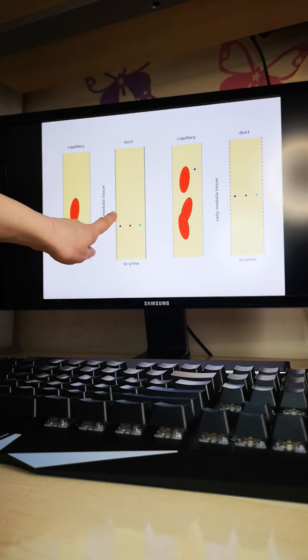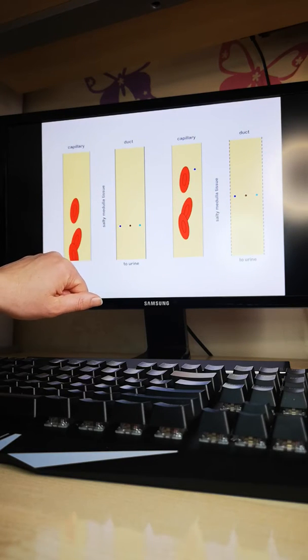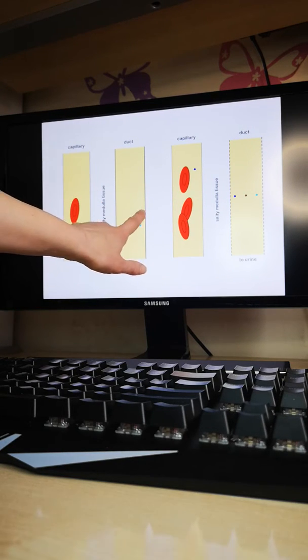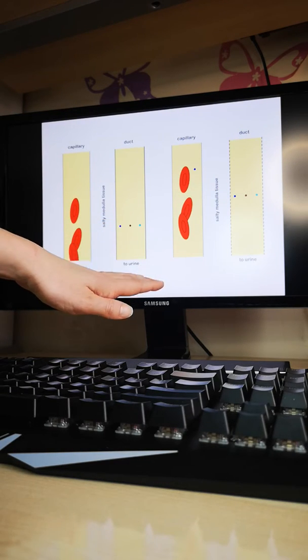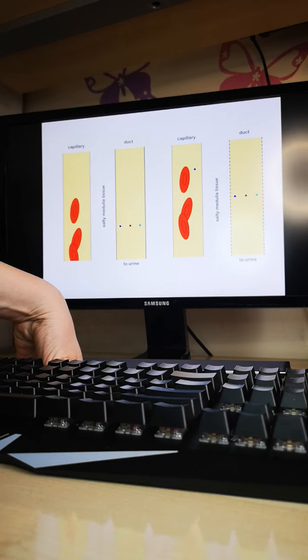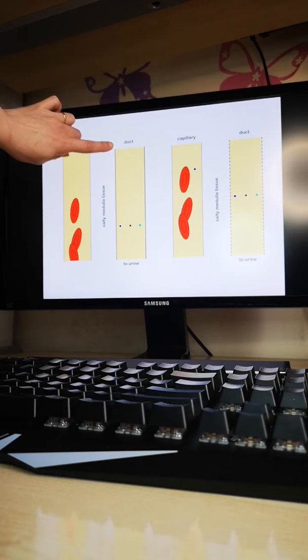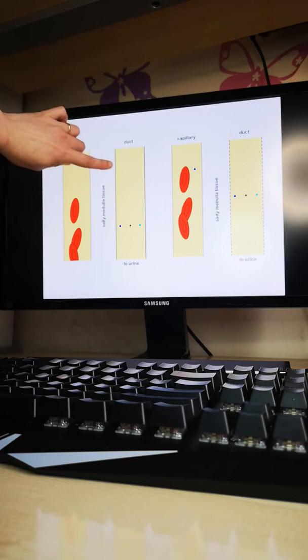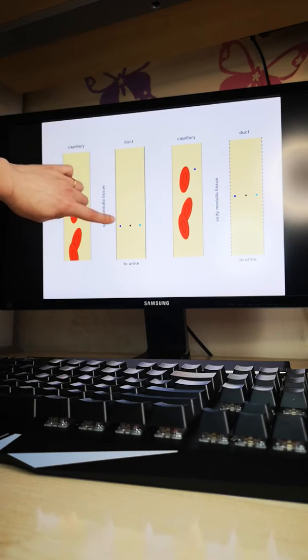But the collecting duct walls do not have to be permeable to water. So the body can change the permeability of those walls so that water can move or can't move down that water potential gradient. So it's possible for the body to make the collecting duct less permeable to water, as represented here by having a solid line.